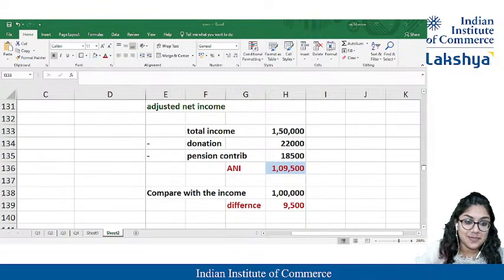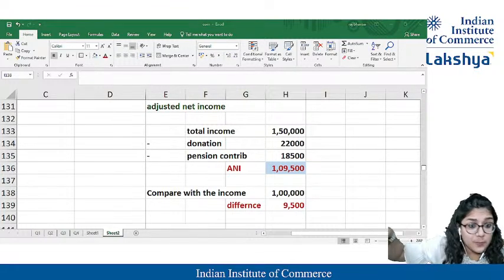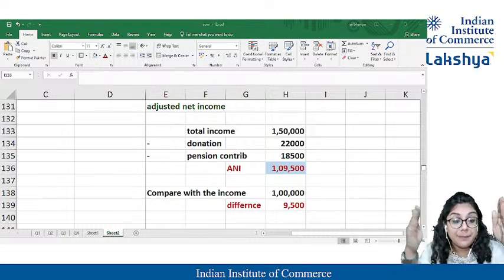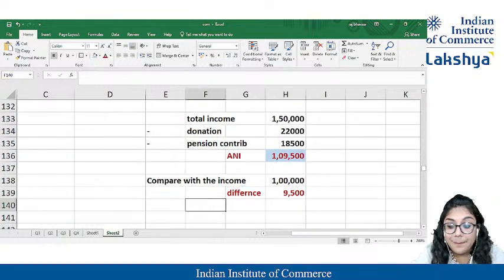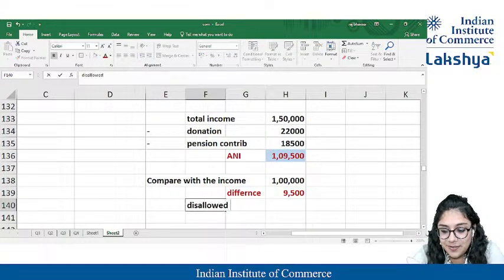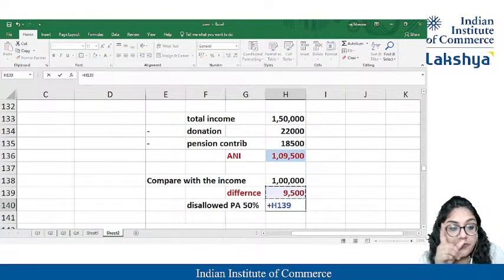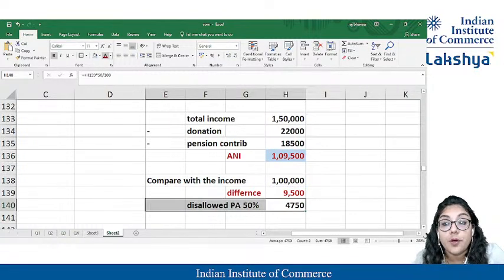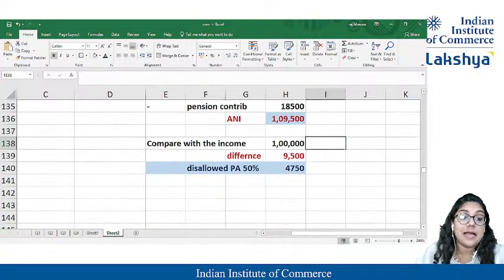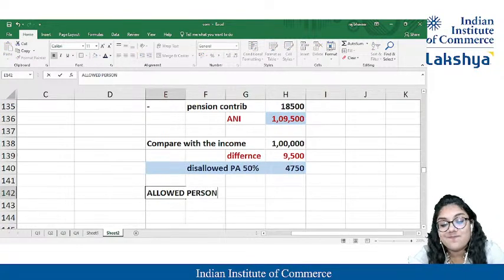For that also there is a limit. If you have earned something more than 1 lakh, you will not get this much allowance. It is restricted to 50%. That means my disallowed personal allowance is 50% of this amount. So this much is disallowed. Can you tell me what my allowed personal allowance is?